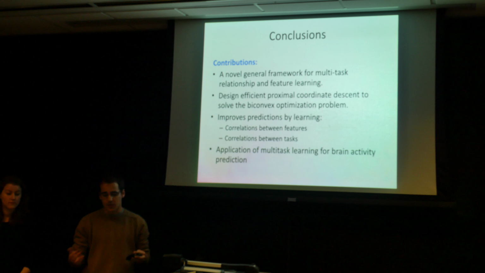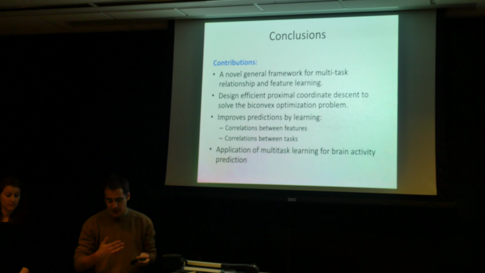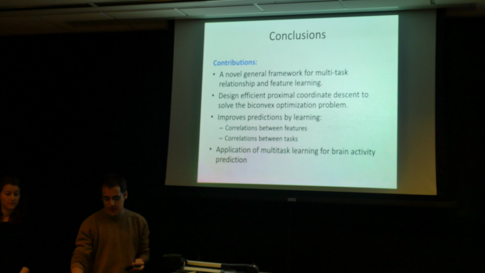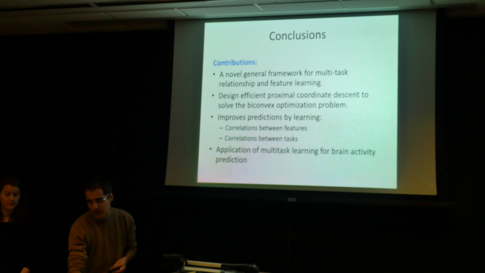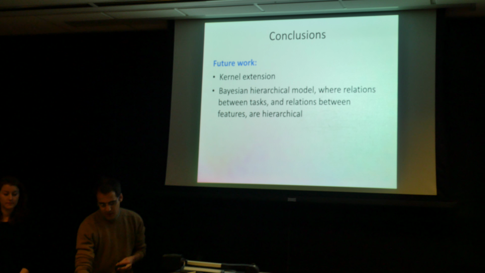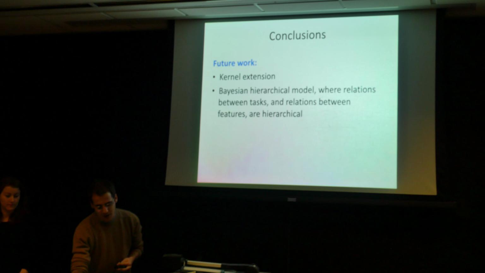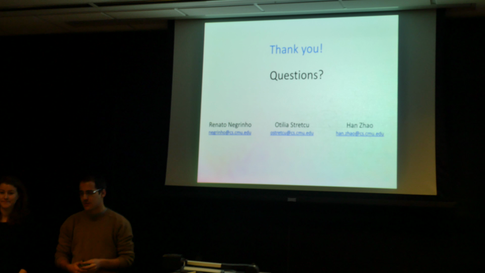These are the conclusions. We propose a new multitask learning framework which captures previous existing frameworks. We develop algorithms to optimize it. And we see that multitask learning helps, although our model didn't perform so well, but we are still working on it, and we applied it to a brain data set. These are future extensions: a kernel extension and a hierarchical model, which has been looked at in the paper by Alex, actually. So thank you. Questions?